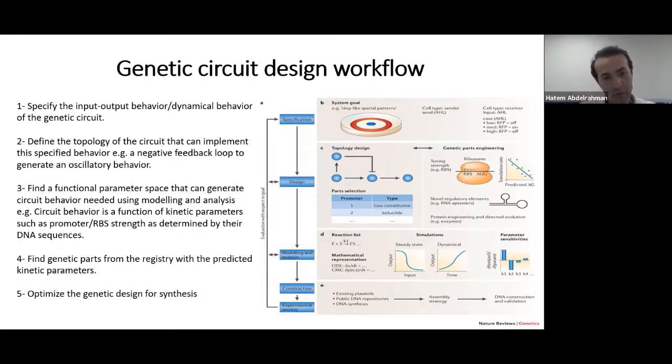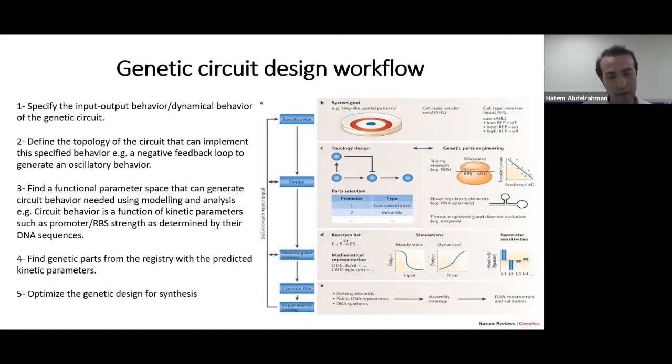And once you arrive, so we start with the specification, and we specify the topology, the molecular mechanisms that will implement our desired behavior. Then you do modeling and analysis to figure out the functional parameter space, the range of parameters that will affect the behavior of the circuit, and you find the genetic parts for your functional parameter space that populate the genetic circuit topology.